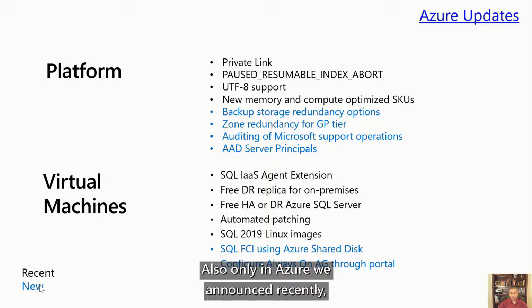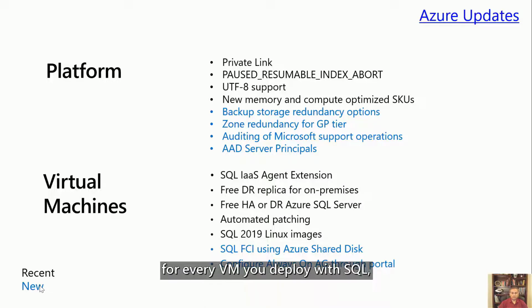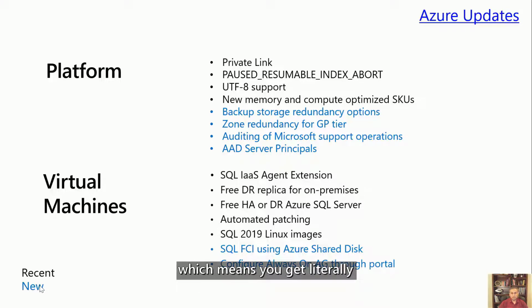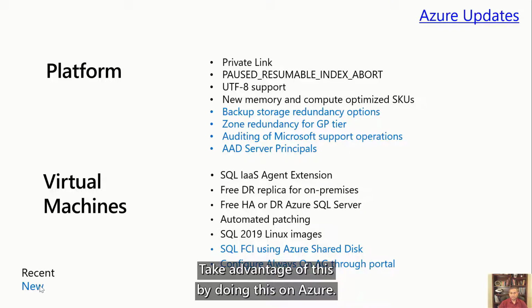And also, only in Azure, we announced recently, for every VM you deploy with SQL, you get a free HA replica and a free DR replica, which means you get literally 3 instances for the price of 1. So take advantage of this by doing this on Azure. Plus, this benefit also applies in a hybrid scenario.